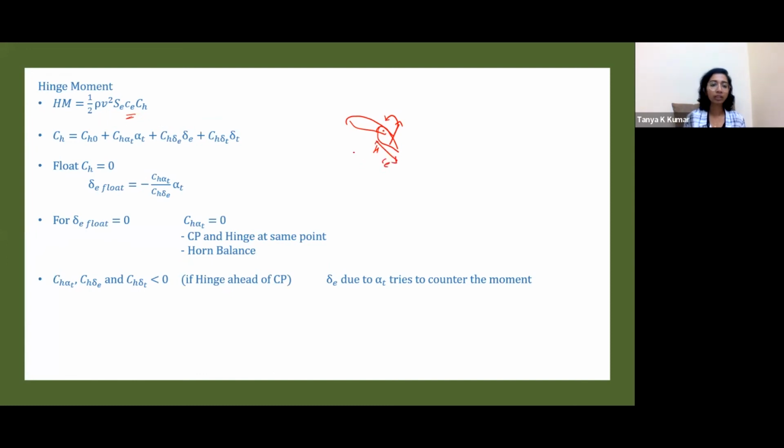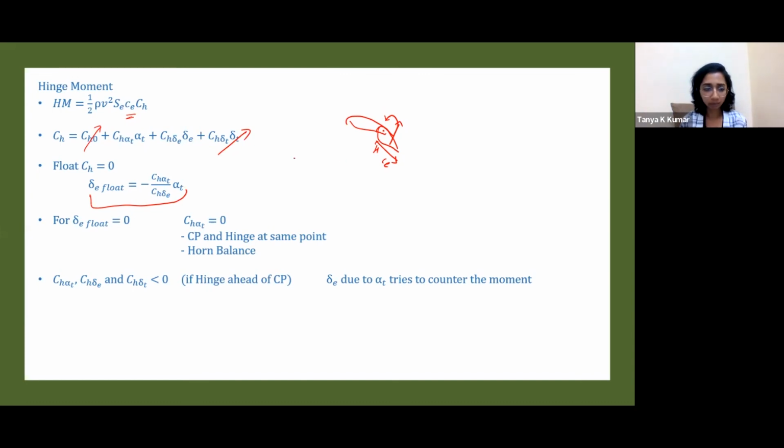This is Ce. Now, similar to the Cm and Cl, we wrote down a linear approximation for the hinge moment coefficient in terms of angle of attack at the tail, delta E, that is elevator deflection, and delta T, which is trim tab. Next, we saw what is the angle at which the elevator will float if you leave the stick. If it's free, what would be the elevator angle? Assuming there is no trim tab in this case and Ch naught is 0, this would be that value.